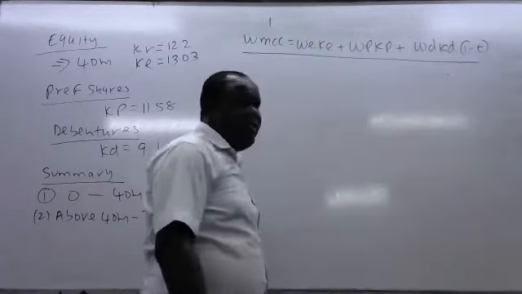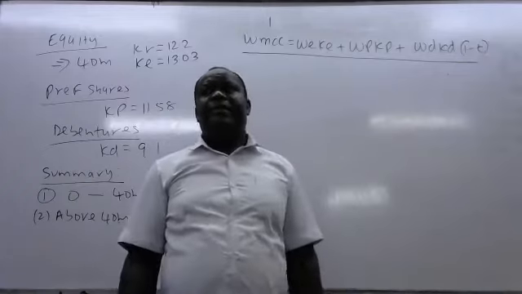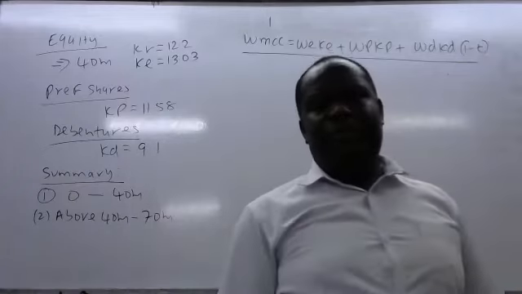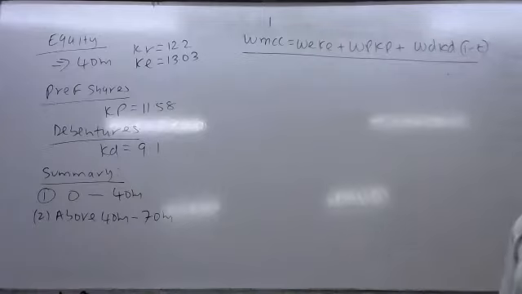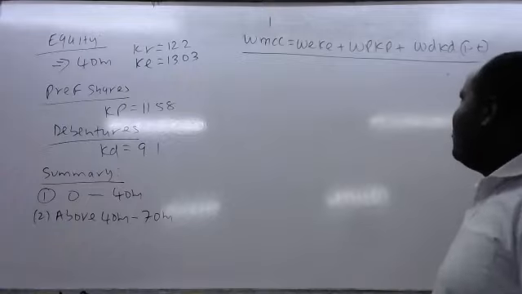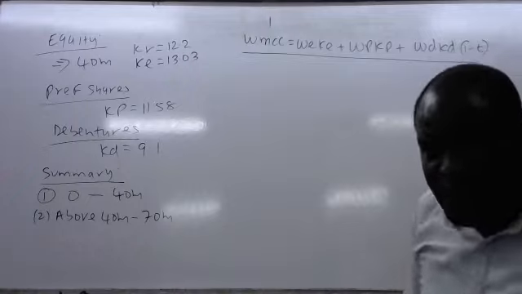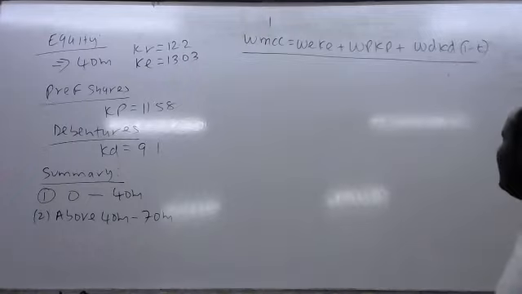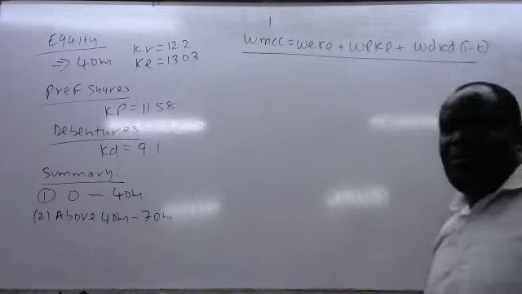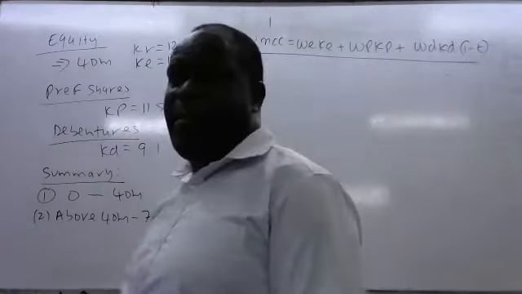How shall we come up with the WMCC? To get the weighted marginal cost of capital, we simply get the weight of equity multiplied by the cost of equity, the weight of the preference share multiplied by the cost of the preference share, and also the weight of the debenture multiplied by the cost of the debenture.